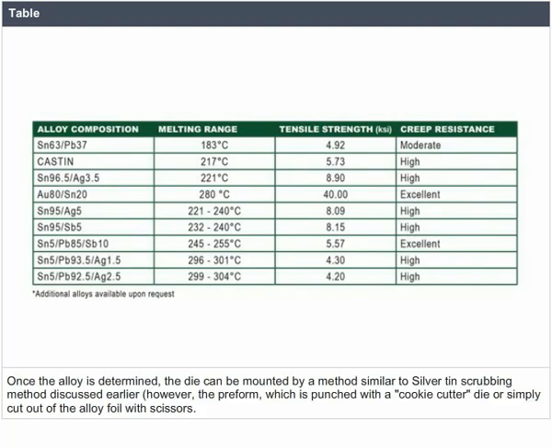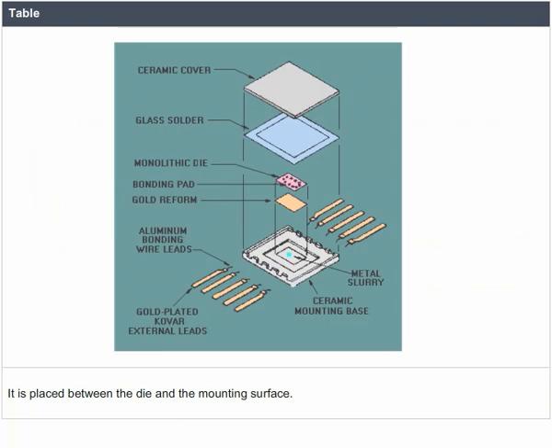Once the alloy is determined, the die can be mounted by a method similar to the silver-tin scrubbing method discussed earlier. However, the preform, which is punched with a cookie cutter die or simply cut out of the alloy foil with scissors, is placed between the die and the mounting surface.